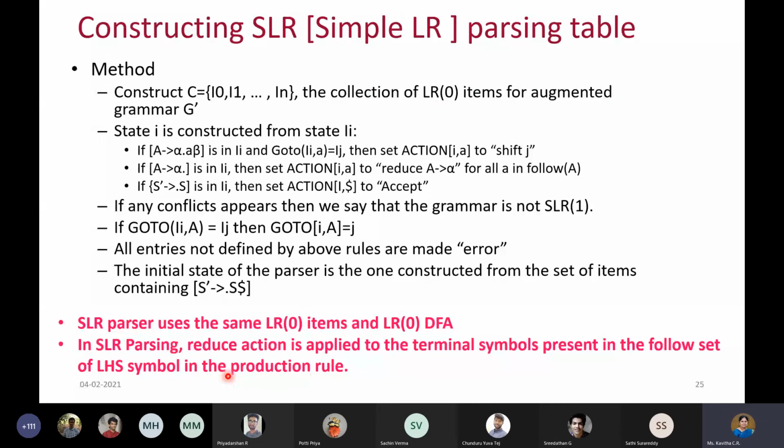Okay, maybe I can only give the introduction. Only the difference I will tell you. In LR(0) parsing, what we did is we constructed our LR(0) parsing diagram, that is the state diagram, and also we constructed the parsing table. Now coming to the next technique, simple LR parsing, which is also known as SLR. Now the difference between LR(0) and SLR is what? In LR(0), if you remember, blindly you are applying the reduce action for all the terminal symbols.